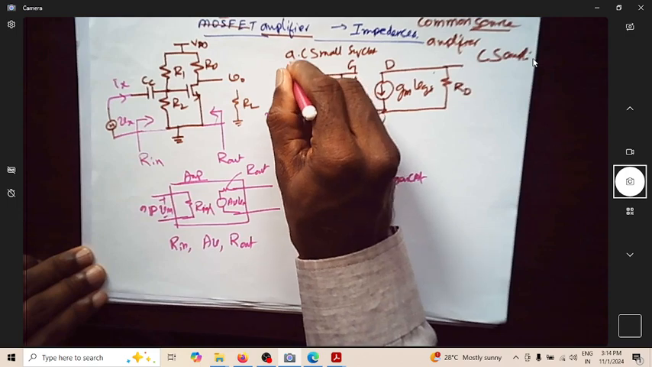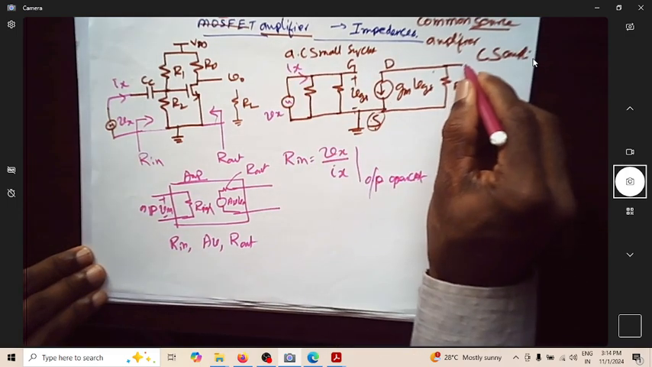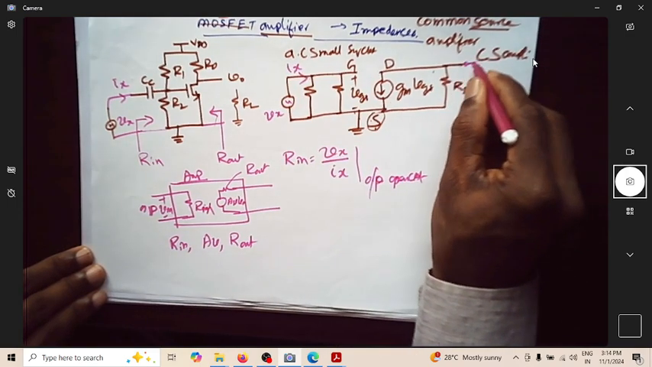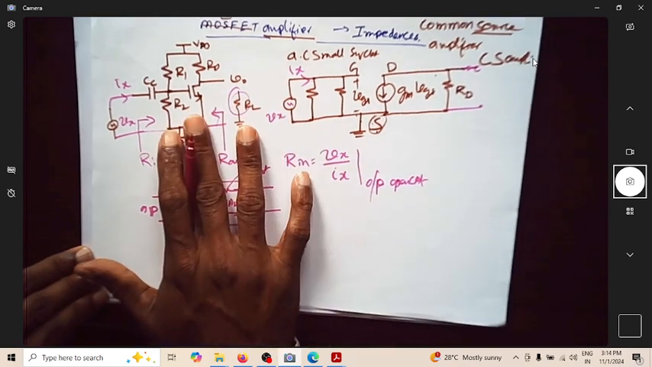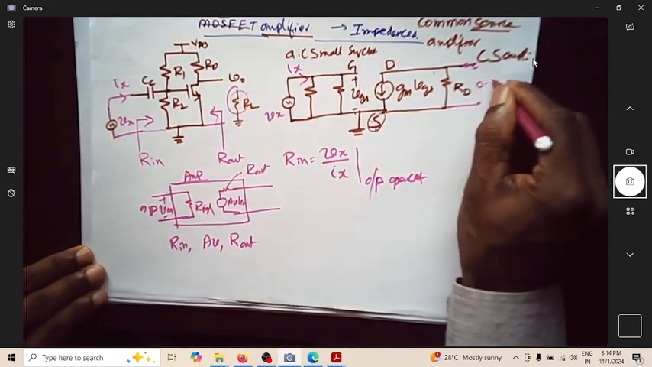Let me find out what is the Ix that is flowing here. So this is my output. I will open circuit this, meaning I will not connect anything more. So this load is not connected, so I'll simply open it. You can see now this is open circuit.